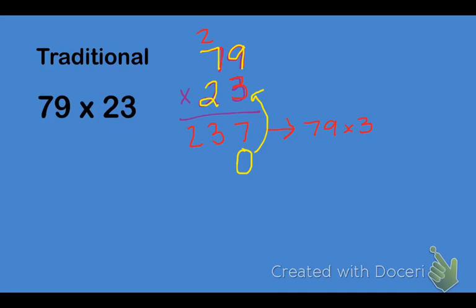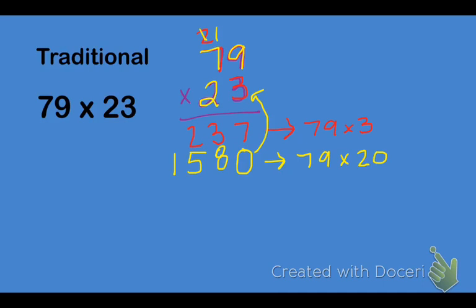So 9 times 2 gives me 18. 7 times 2 gives me 14, and 14 plus 1 gives me 15. So this right here, we just did 79 times 20.